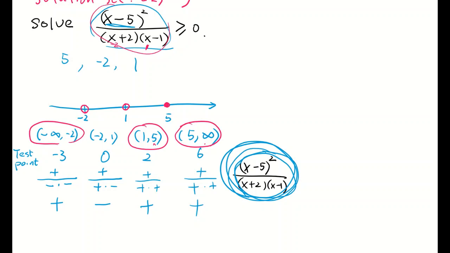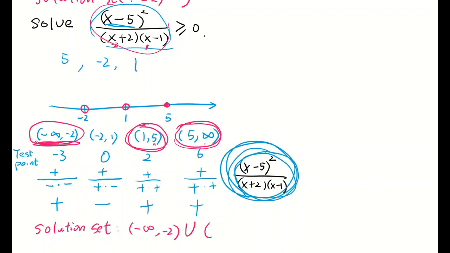So my solution set should first include this interval, negative infinity to negative 2. I can't include negative 2. Remember, that's not part of the solution. Union, this interval plus this 5, and plus 5 to infinity. To conclude, that will be from 1 to infinity. Okay, so this is our solution set.